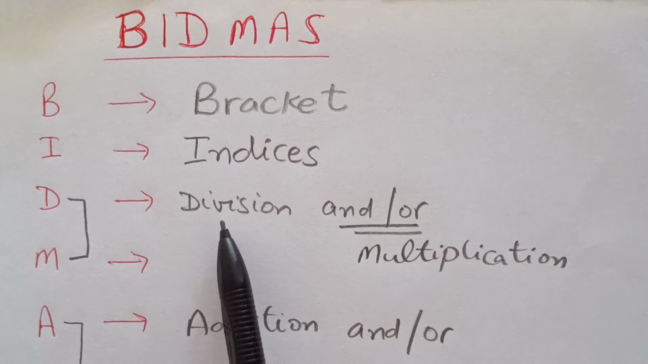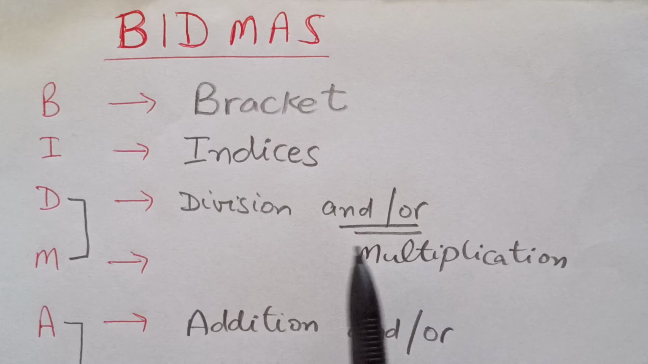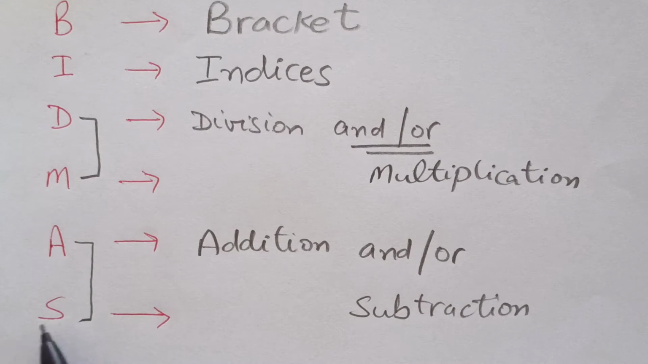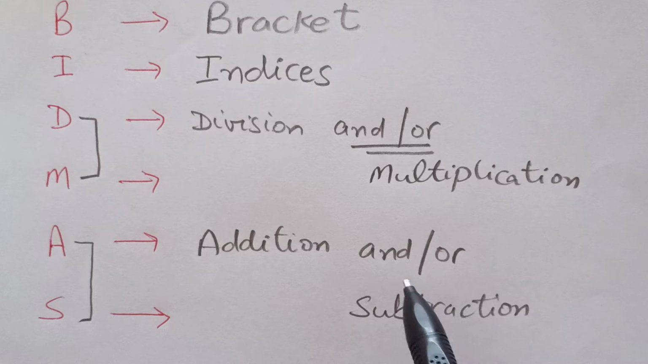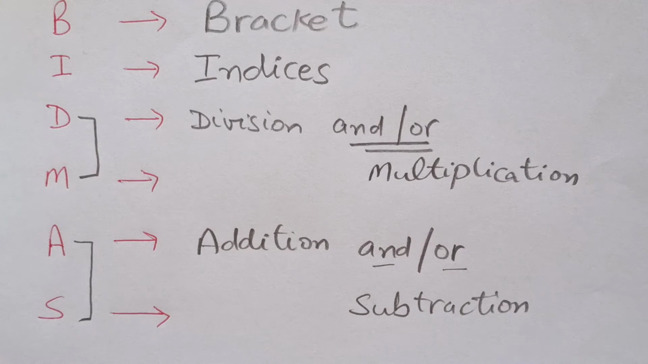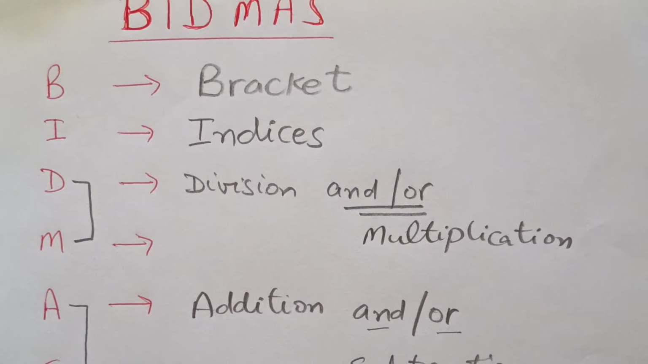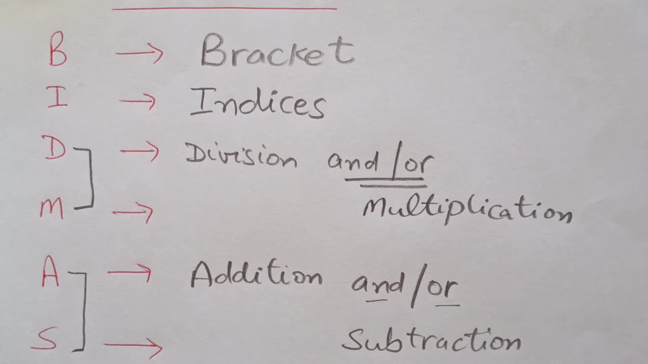So if you get division and multiplication, you can solve either of them first. And if you get addition and subtraction together, you can use addition and/or subtraction. And/or means you can either do addition first or you can do subtraction first. So this is BIDMAS. You have already learnt about this. So let us do some examples now.